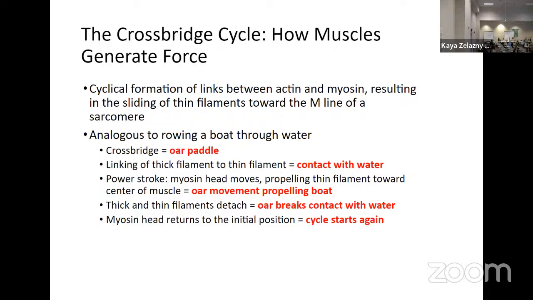Our thick filaments and thin filaments are then going to detach. So we're going to finish our stroke by lifting our oar out of the water. And then we're going to set up for our next stroke, right? So we're going to pull the oar around, give it some energy, and set up, so we can hit the water again and pull it. So that's what's happening with our cross-bridge cycle, but at a molecular level.